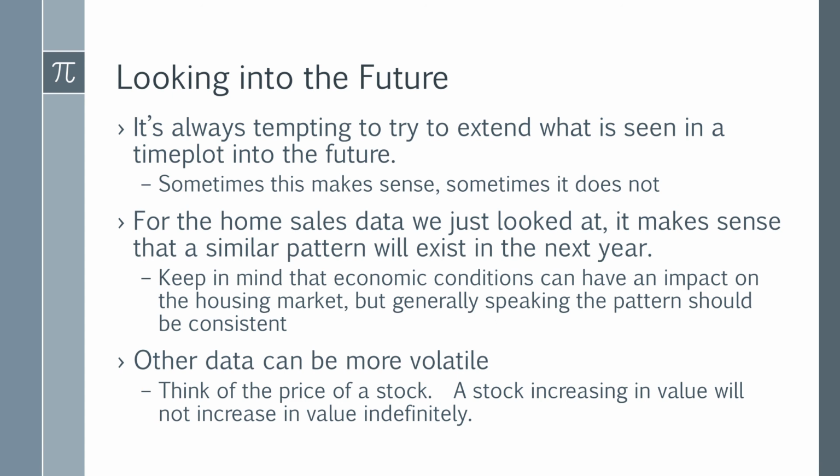Now, keep in mind that economic conditions can have an impact on the housing market, but generally speaking, the pattern should be consistent. Now, in other cases where the data could be more volatile, think of a stock price. So a stock price that's increasing in value is not going to increase in value indefinitely. Okay, so you want to be careful trying to predict too far out into the future, because you could make a mistake and it could be a costly mistake. So just keep that in mind about trying to do too many predictions in the future based off of past data.